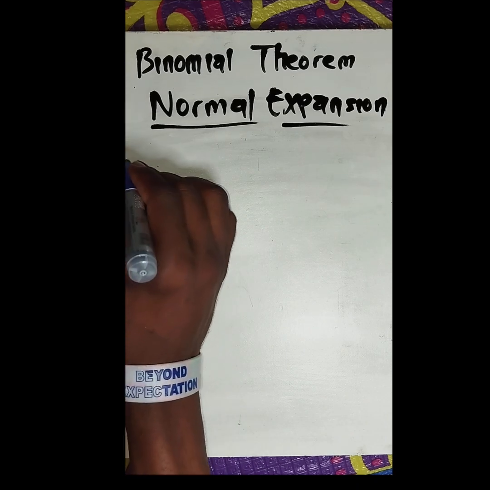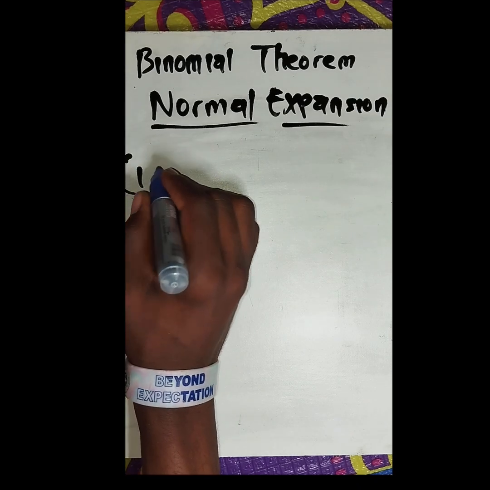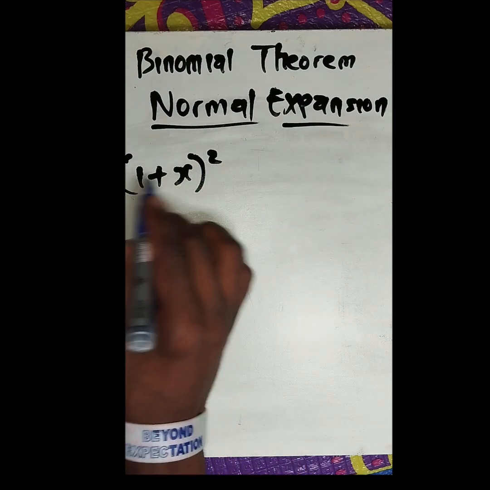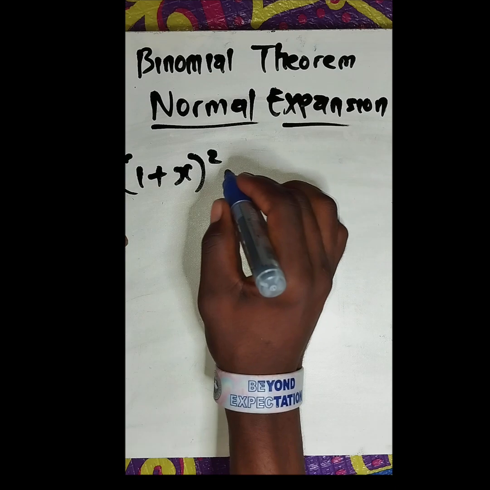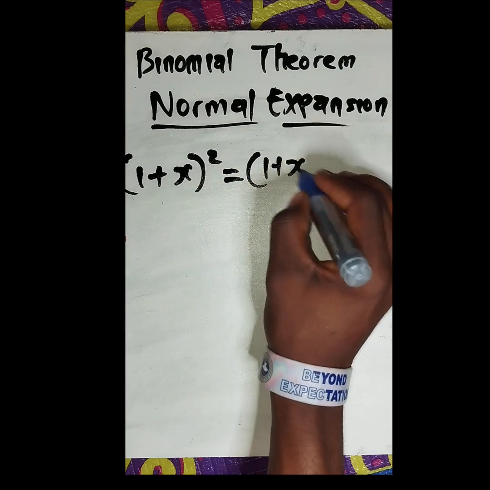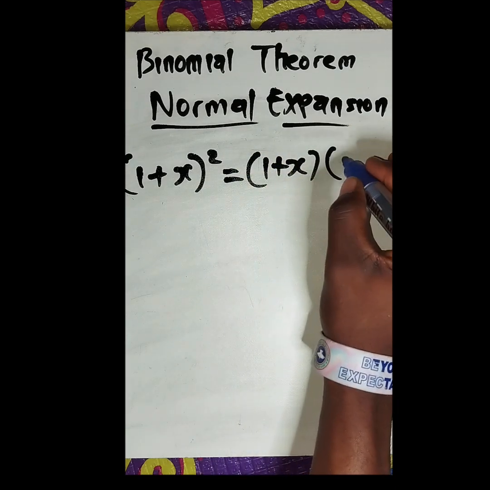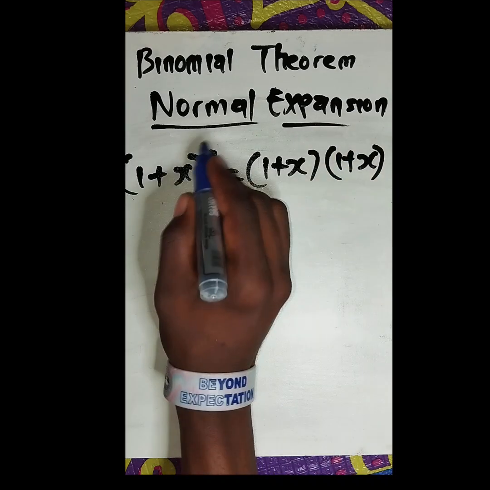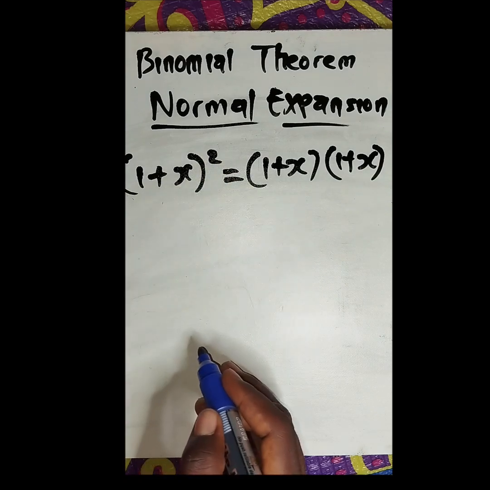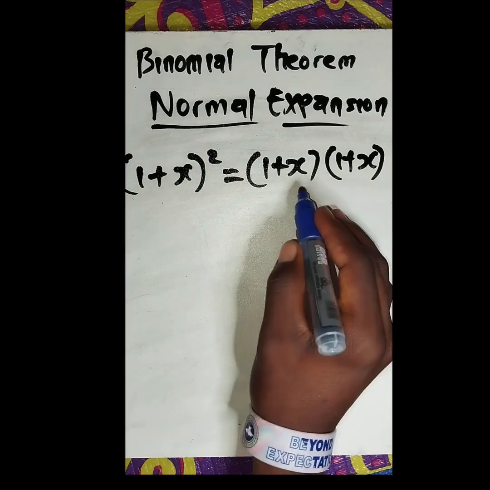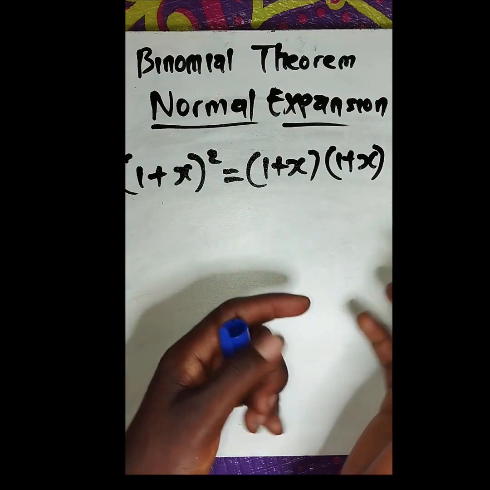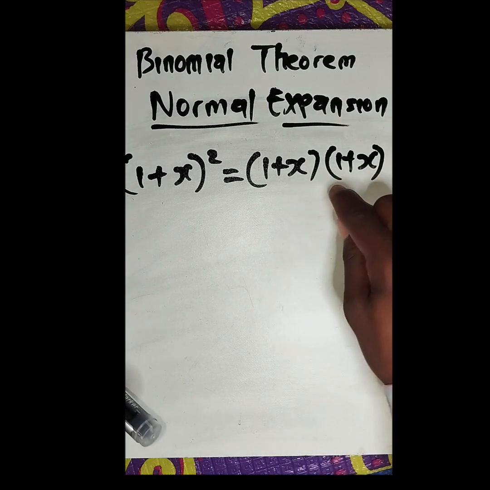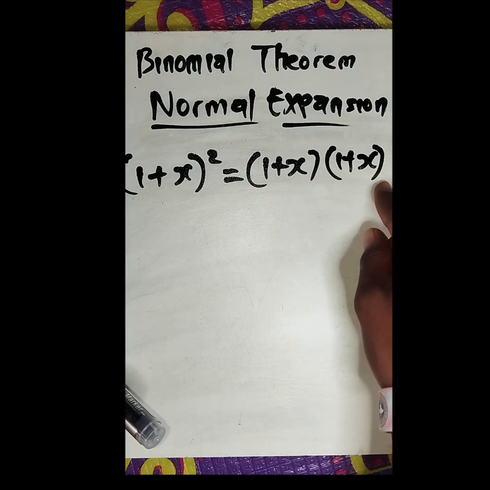Let's take, for example, if you are told to find the expansion of (1 plus x) squared, what do we do? We write 1 plus x in two places, right? We say 1 plus x in a bracket, another 1 plus x again, in two places because of the power 2. Yeah. So how do we expand this? Whenever you have two or more brackets like this, we have two brackets here. The first bracket, we have 1 plus x. The second bracket, we have 1 plus x again.